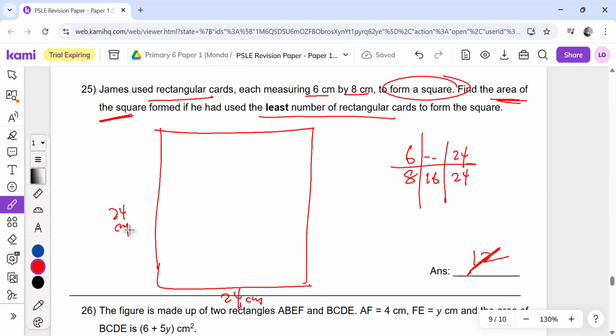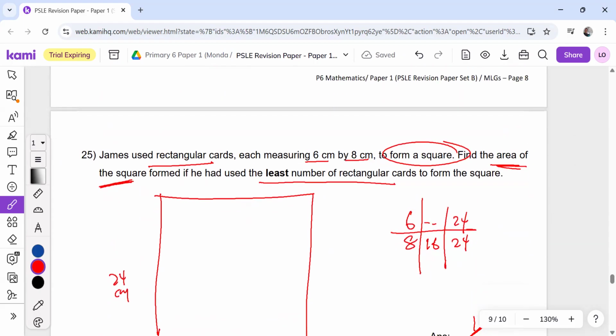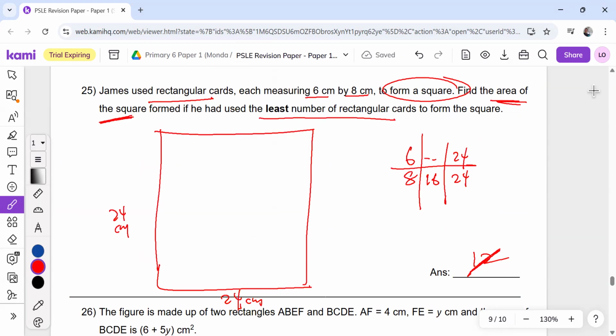Okay. Wait, can I see question 24 again? Okay. Maybe Travis, let's go through this one first. Okay. Later, then we come back. We come back to 24 later.